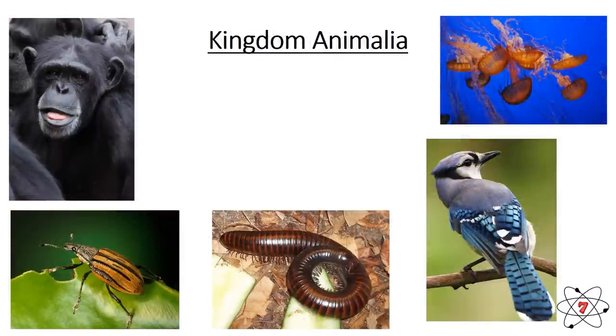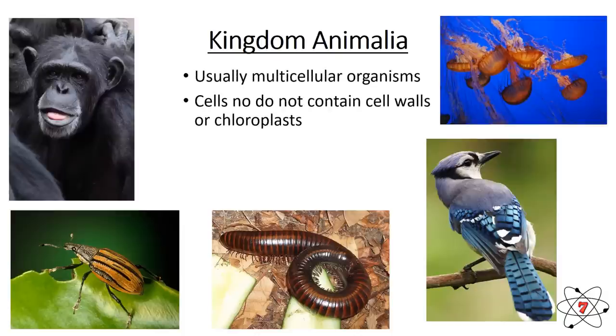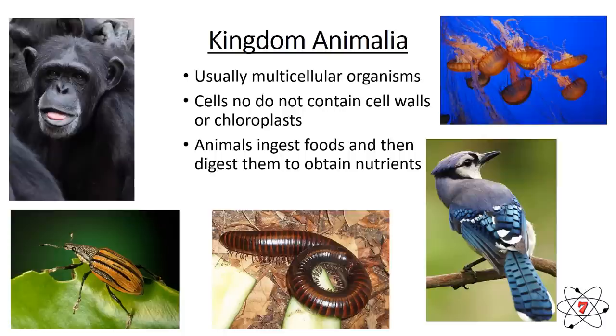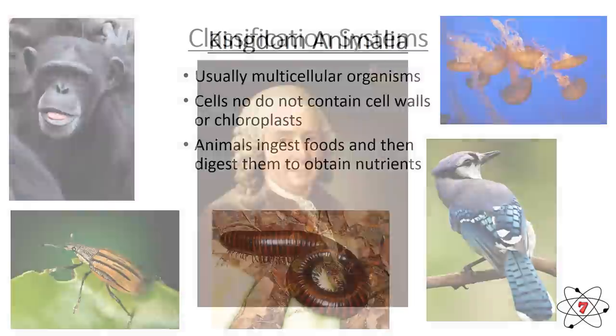The final kingdom we're going to look at is the kingdom of animals. This is the kingdom that we belong to. Animals are generally multicellular, and the big difference between animals and plants is that animal cells do not contain cell walls. This is because animals do not contain cellulose. Also, animals do not contain chloroplasts. That means we cannot create our own food by photosynthesis. Animals need to get their energy in their food by digesting other organisms and obtaining the nutrients.